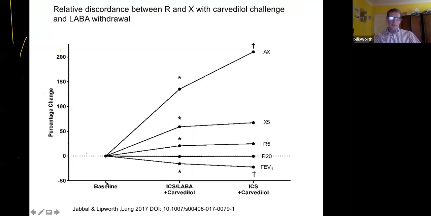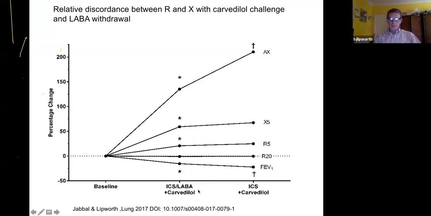So what we did is we evaluated them at baseline, when they were taking Foster, which is beclometasone formoterol, an ICS LABA, and then we added in the carvedilol. And what happens is you can see there was a small change in FEV1, about a 10% fall when we added in the beta blocker. There was no change in the central airway resistance. There was a small change in the total airway resistance at R5, a bigger change in the peripheral airway compliance or reactance at 5 Hz, about a 50% change. And the biggest change of all when we gave them beta blocker on top of ICS LABA was a more than 100% increase in AX, the reactance area.